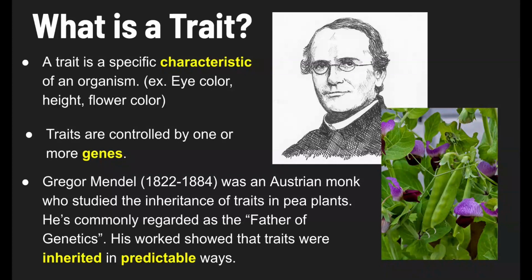Gregor Mendel, who lived in the 1800s, was an Austrian monk who studied the inheritance of traits in pea plants, and he's commonly regarded as the father of genetics because his work showed that traits were inherited in predictable ways.